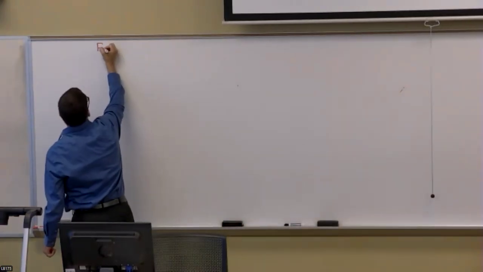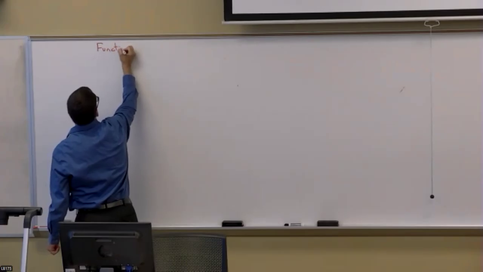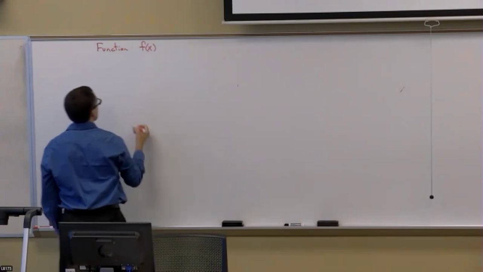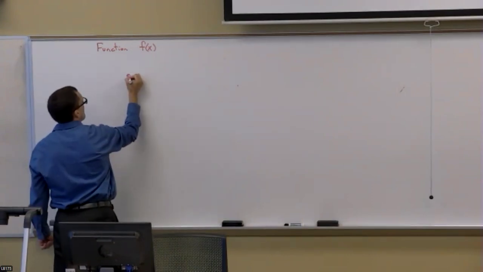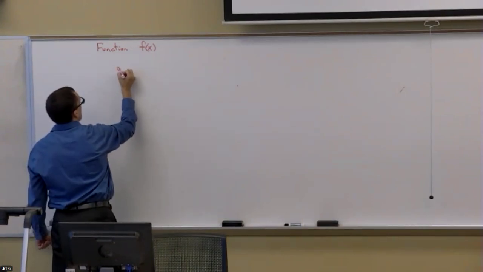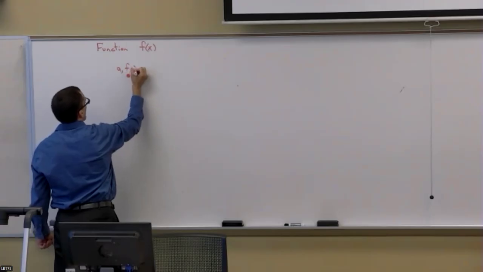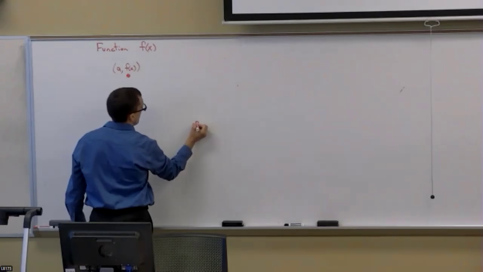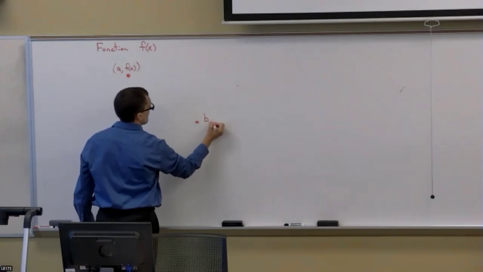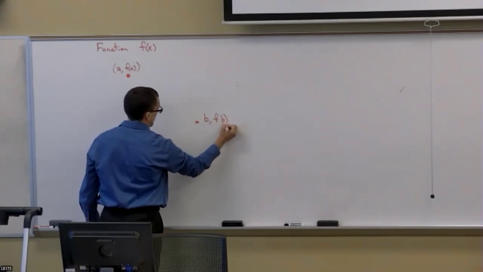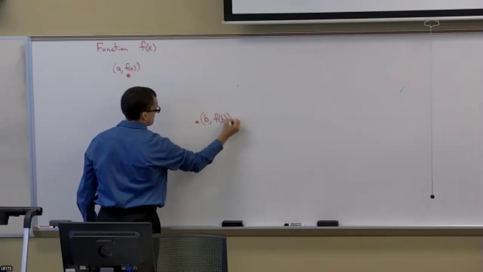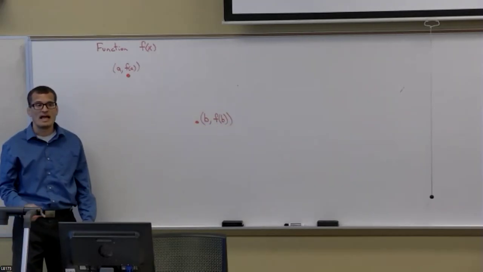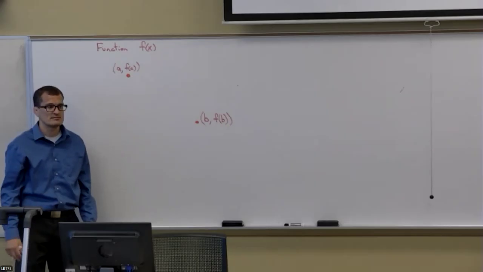Let's say we have a function f of x. And I know it goes through the point A, comma, f of A, and the point B, comma, f of B. So it goes through those 2 points. And I know it's continuous.